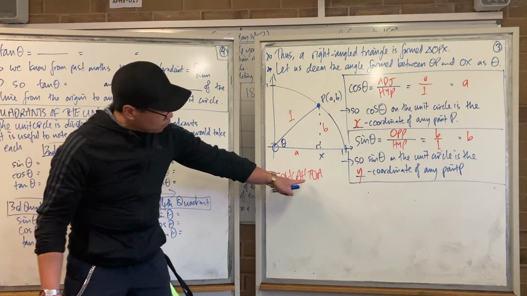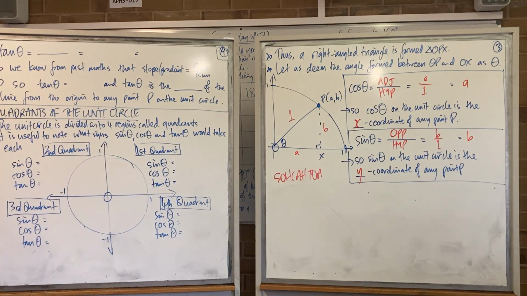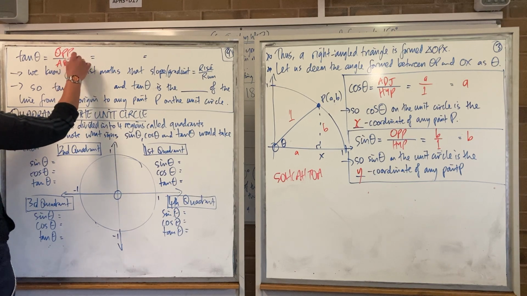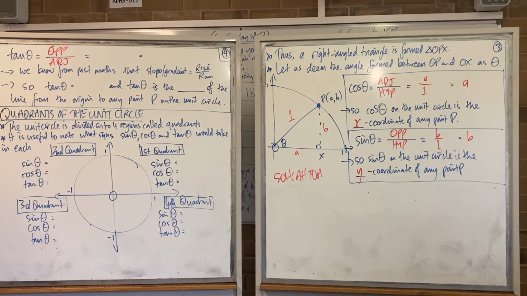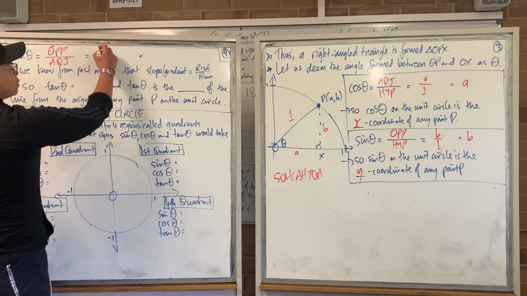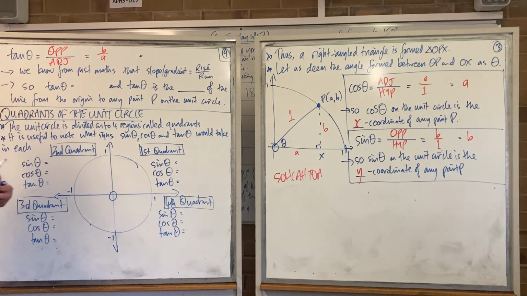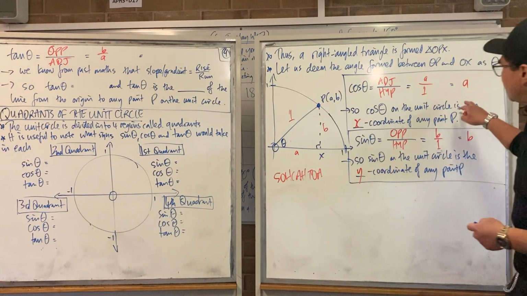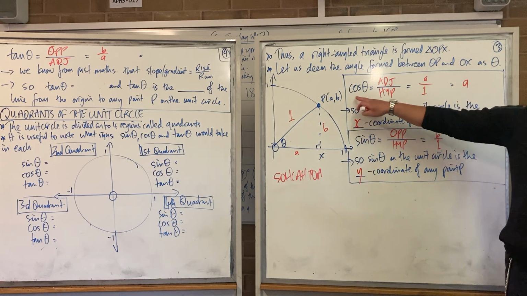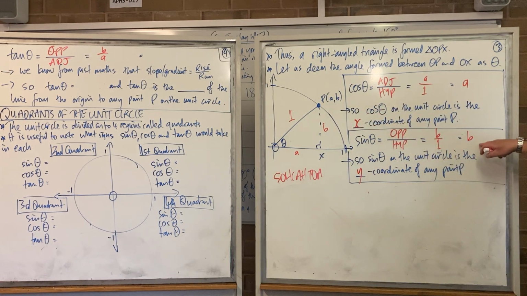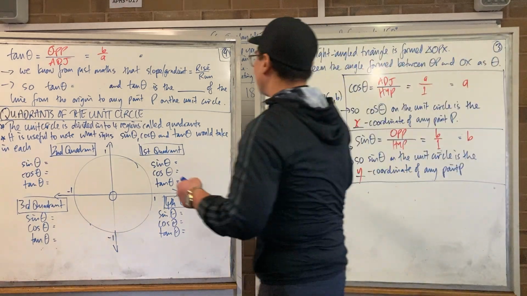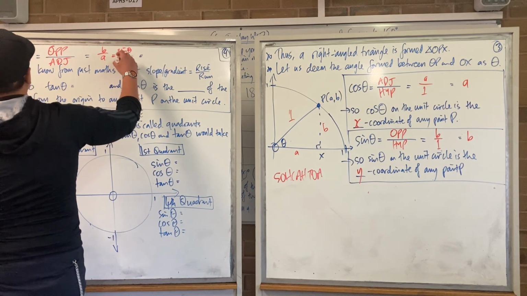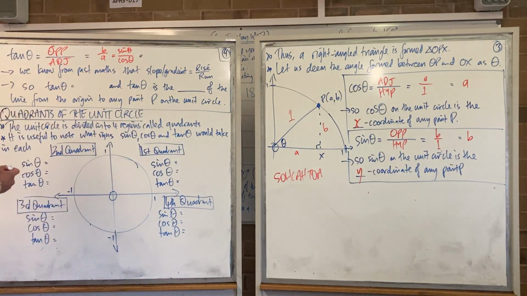According to this, what is tan? Something over something else. What's that? Good. Opposite over adjacent, which was B over A, or Y over X. But what did we just say A was? Cos theta. What did we just say B was? Sine theta. Okay? So tan theta is equal to sine theta over cos theta.